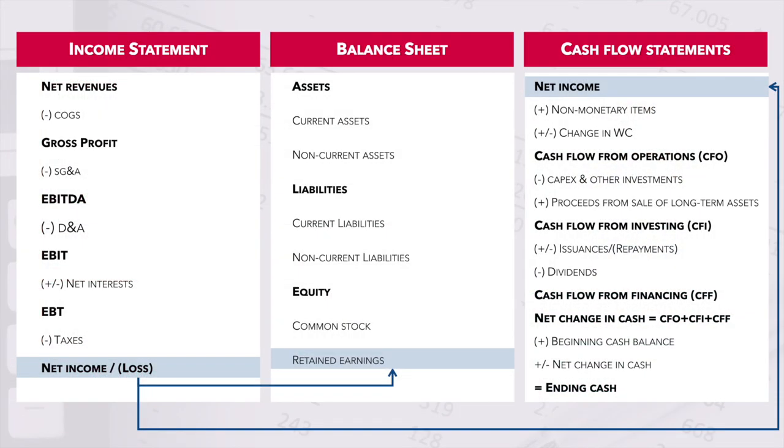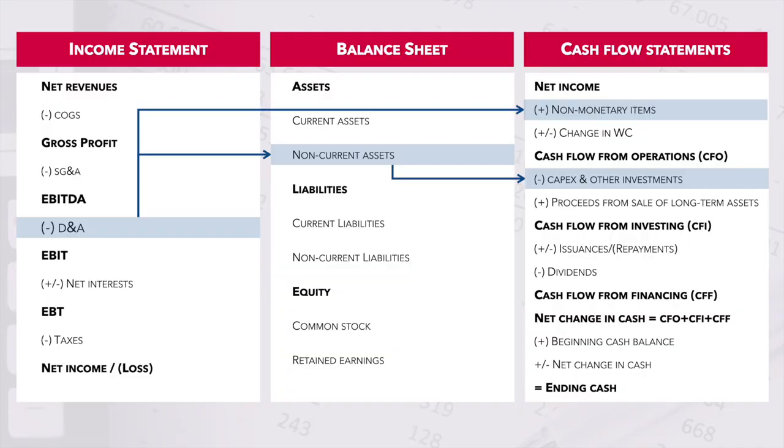The three financial statement documents are linked together and depend on each other. Net income, retained earnings, and cash flows. Net income from the bottom line of the income statement links to the balance sheet and the cash flow statement. On the balance sheet, it flows into retained earnings, while on the cash flow, it flows to the cash flow from operations. It's the top line of the cash flow statement.